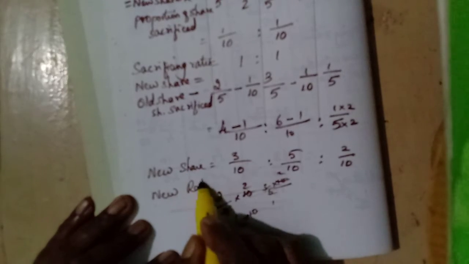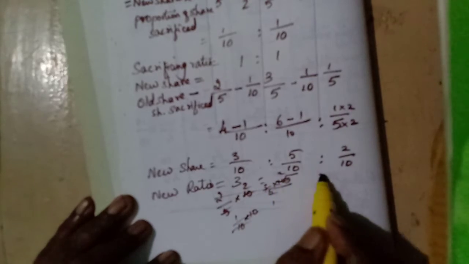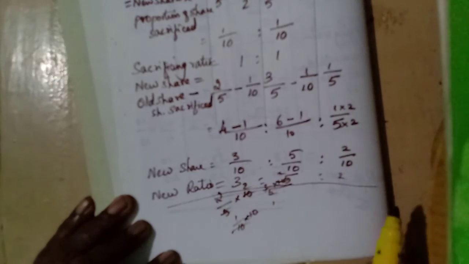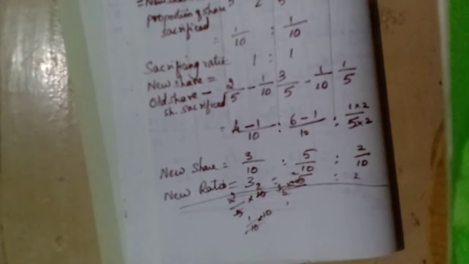New ratio 3:5:2. The calculation we have to do down. Okay, students? Understood. Now, the last method we are going to learn.